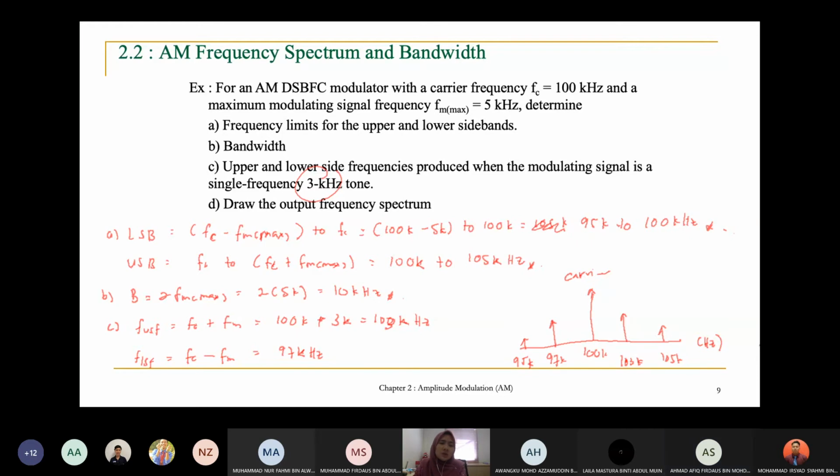Okay, since this question doesn't give you the value for the VC and VM, you don't need to put the values here, the values for the upper side frequency and lower side frequency, the amplitude. But if the question gives you the value for the VC and also VM, then you need to put the values in the frequency spectrum. Okay, so any question for this example?